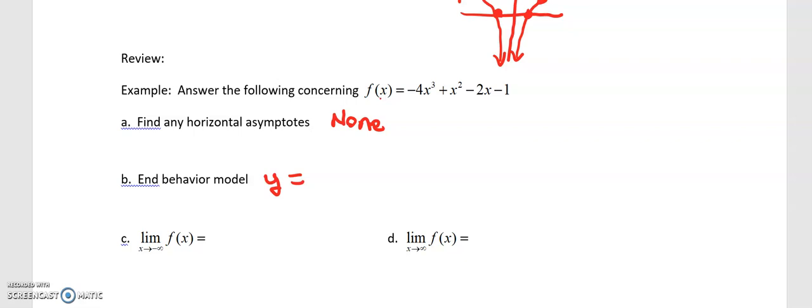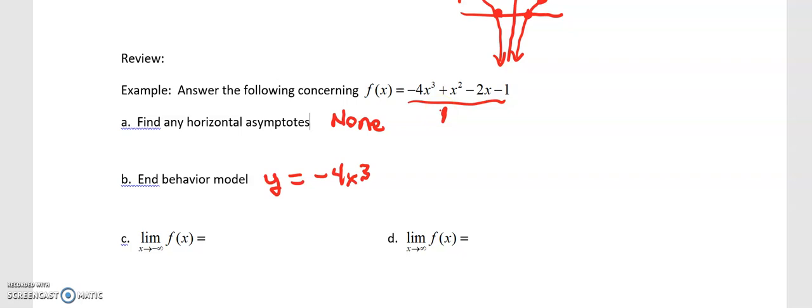So this end behavior model is going to be just this lead term, negative 4x cubed. Pretty bad cube there, but we can always fix that. Now you could always think of this as this function over 1. When we found end behavior models before, all we did is take the lead terms, divide them out, and simplify them. So this would be negative 4x cubed over 1.